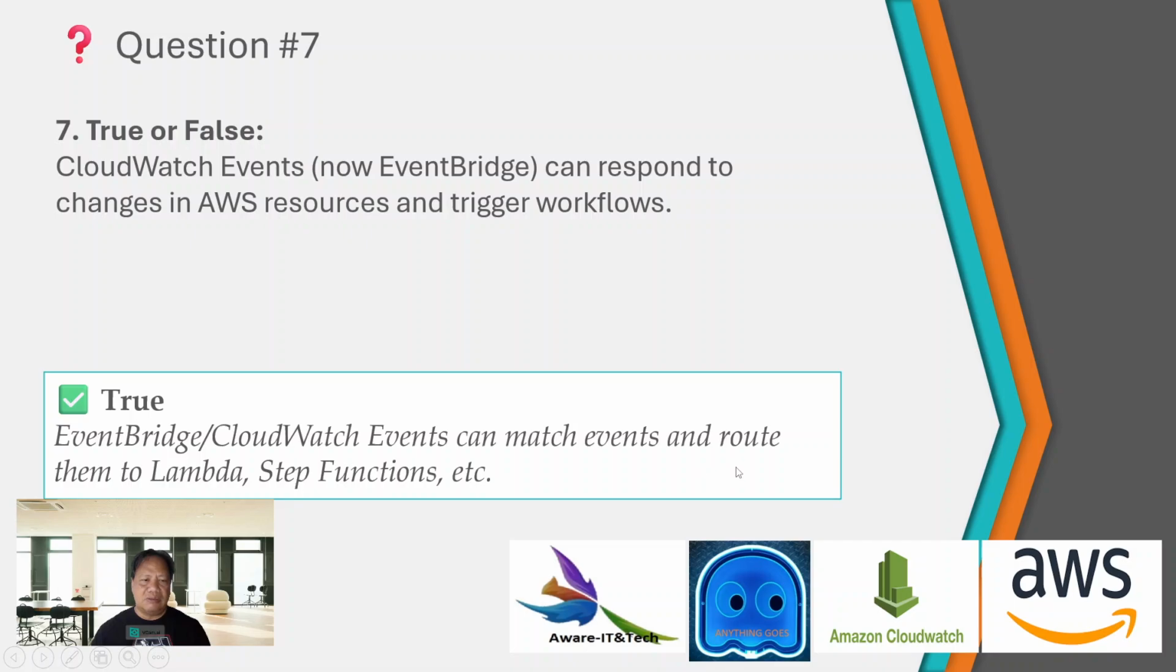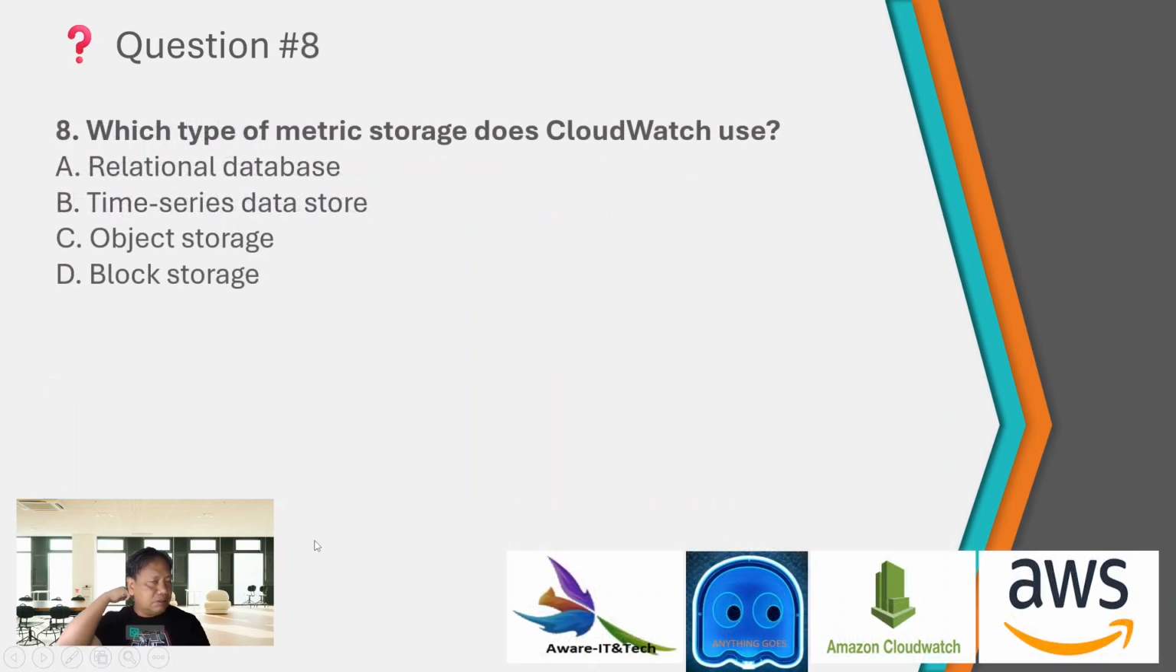Yeah, we can route that to Lambda and Step Functions. So if we encounter something in a log, we can trigger a Lambda function or Step Function to remediate the triggering event. Okay, which type of metric storage does CloudWatch use? Is it a relational database, time series data store, object storage, or block storage? The correct answer is time series data store.